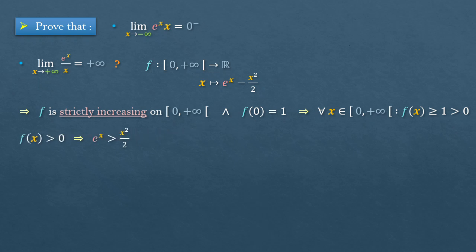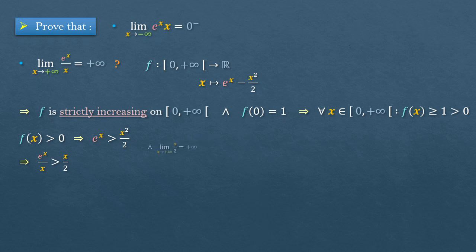So since f(x), which equals the exponential of x minus the square of x over 2, is strictly greater than 0, we deduce that the exponential of x is strictly greater than the square of x over 2. And this means that the exponential of x over x is strictly greater than x over 2.